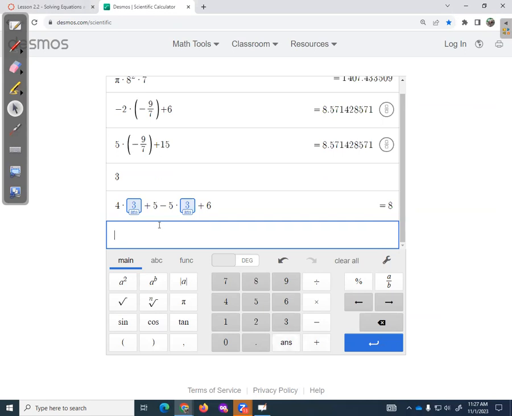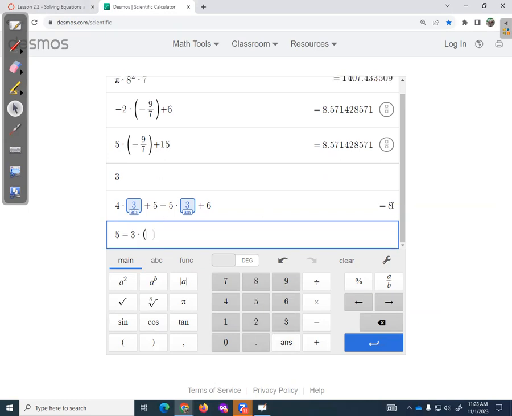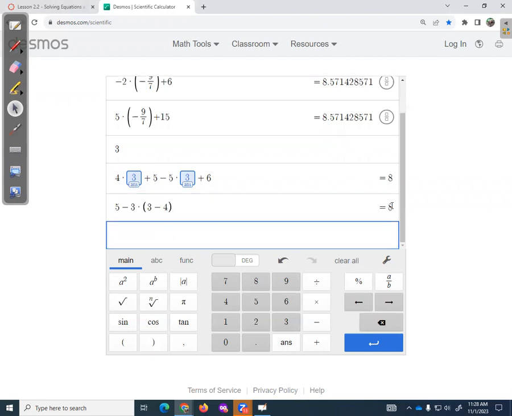The other side had a 5 minus 3 times parentheses x, which is my previous answer. Oh, I can't do it that way. The previous answer is not 3 here. So I'm going to have to use 3 for x and then minus 4. So it only works once, but it's not bad. And the calculator says, yeah, if x is 3, you get 8 on each side.